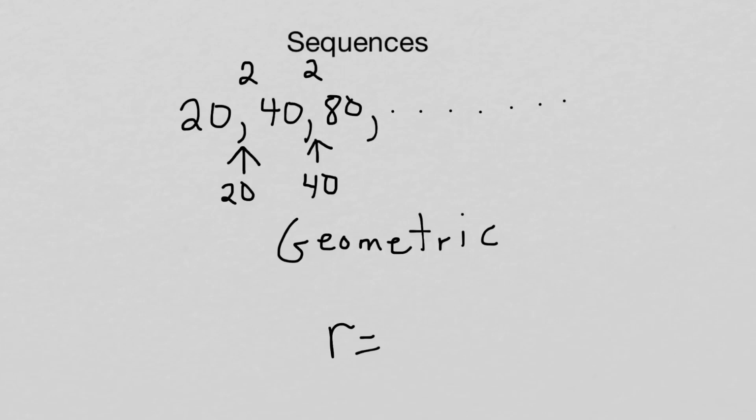So now I just start doing it: multiply 80 times 2, I get 160. Times 2 again gives me 320. So my ratio on this one, each time for this sequence, I'm going to multiply by 2. That makes my ratio 2.